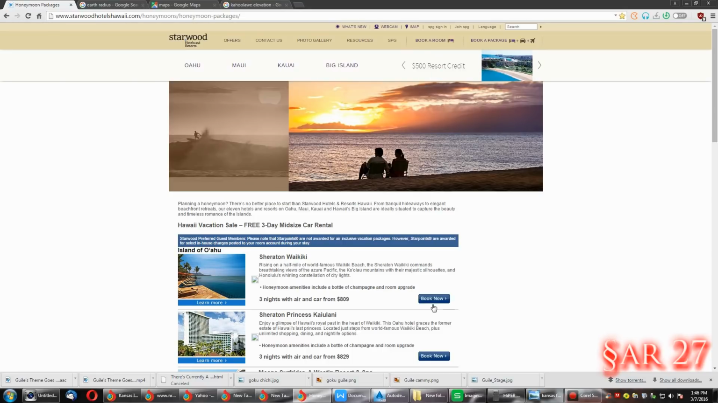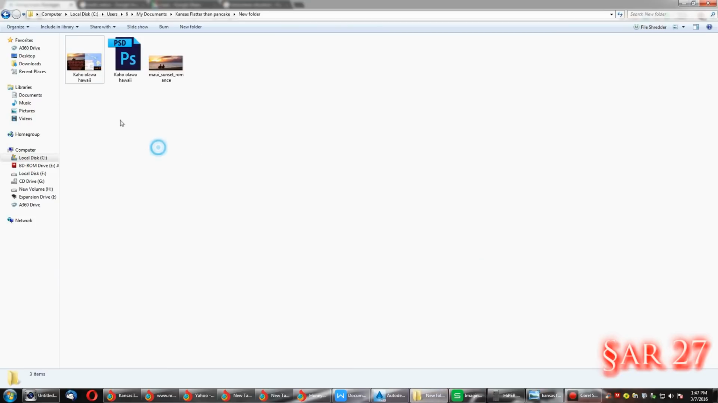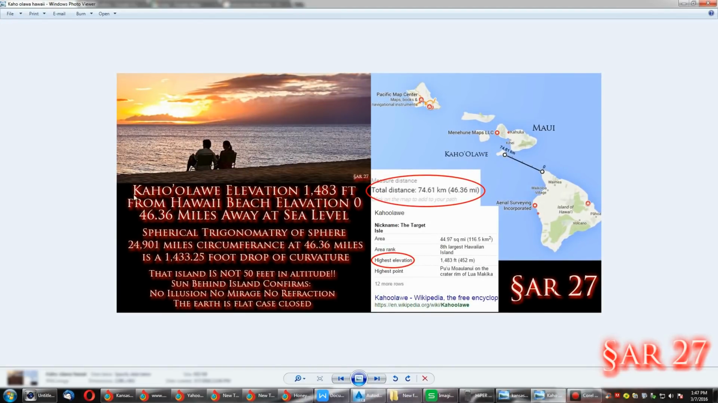And we're going to plot this out, but already I have made a diagram for it. Kahulawe elevation is 1,483 feet, which is this island right here. They're on the beach here, looking at the island of Maui over here. Kahulawe is right there, so it's an elevation of 1,483 feet from Hawaii Beach, and it's a total of 46.36 miles. Point A to point B is 74.61 kilometers, or 46.36 miles. Now, with the spherical trigonometry of a sphere of 24,901 miles in circumference, at 46.36 miles is a 1,433.25 foot drop of curvature.